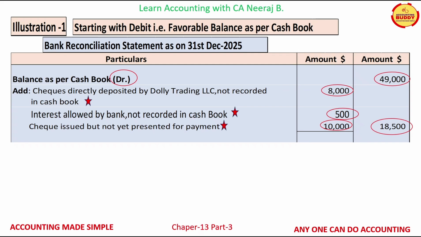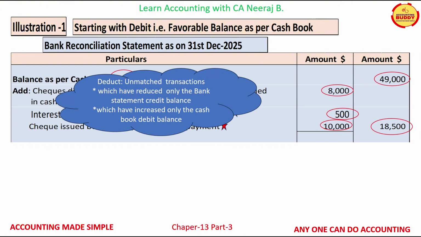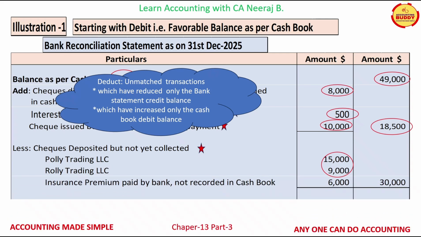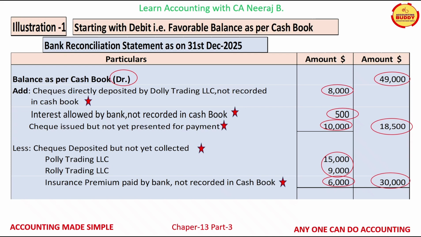As our next step in the bank reconciliation statement, let us now deduct the unmatched transactions which have only increased the debit balance of the cash book and the unmatched transactions which have only reduced the credit balance in the bank statement. These transactions are checks deposited but not yet collected, amounting to $15,000 and $9,000, and insurance premium paid by the bank but not recorded in the cash book for $6,000. Therefore, the total of these transactions, $30,000, will be deducted from the cash book balance.